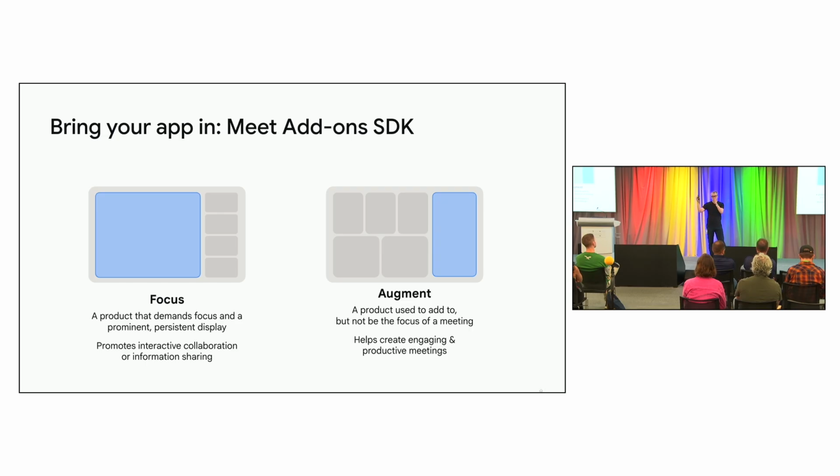The other side, on the side panel, is what we call the augment. So it's going to augment the meeting. It's going to add benefits to the meeting, but where the meeting still takes focus, you want to then augment it. So maybe you want to add some polls, or you want to add some note-taking ability. You want to put that in that side.